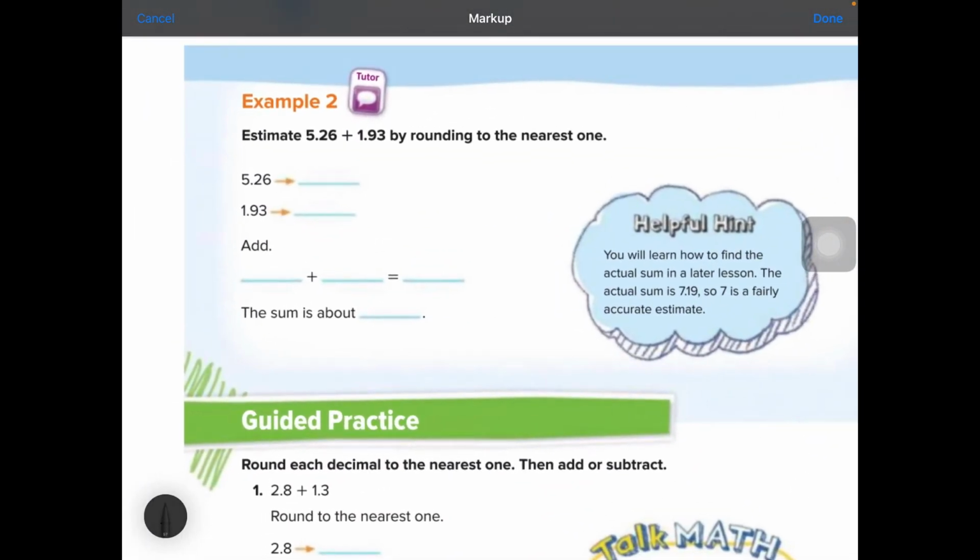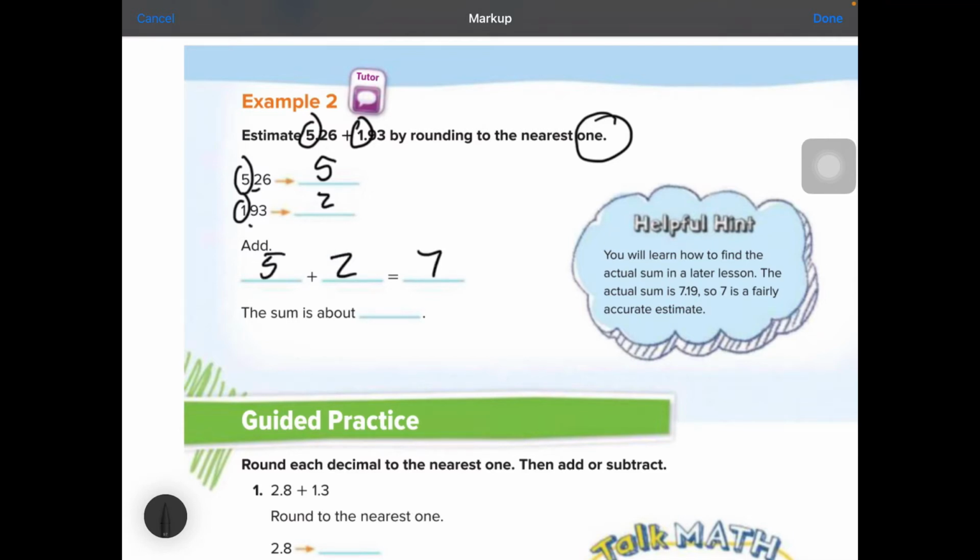Okay, we are on the next page, page 310, example 2. Estimate 5.26 plus 1.93 by rounding to the nearest 1. All right, they've given you some instructions, so this is your target number on both of these. That number is going to determine what it changes to. So the 2 is going to keep it at a 5, and the 9 is going to bump it up to a 2. So then we can add 5 plus 2 is 7, so the sum is about 7.